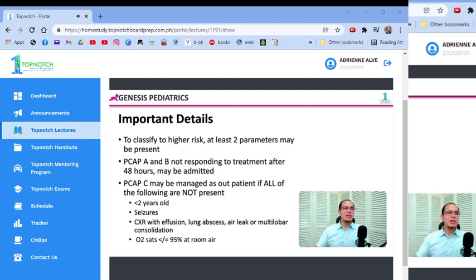If you look at the guidelines, sabi dyan, to classify higher, you have to fulfill at least 2 parameters. Okay? Sabi din dyan, after 48 hours, if your A and B is not responding to treatment, so after 2 days, you may admit the patient. And sabi din dyan, PCAP C may actually be managed as outpatient if all are present. Okay, sorry, if all are not present.